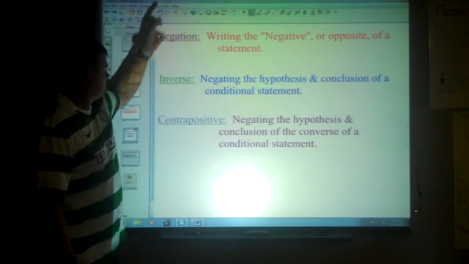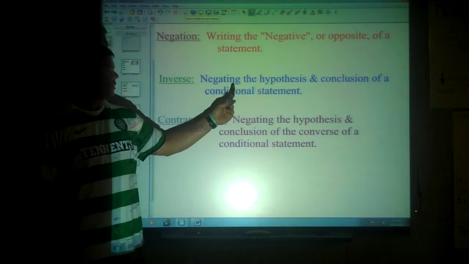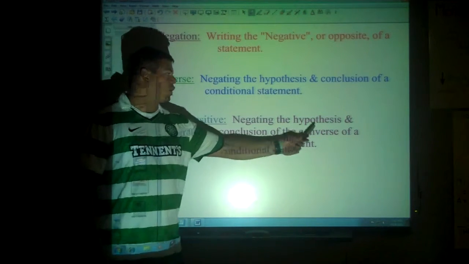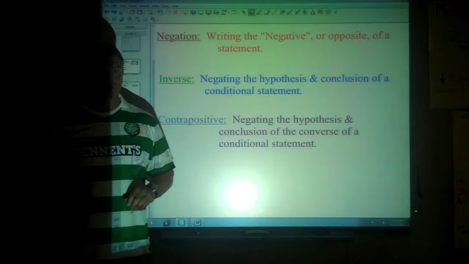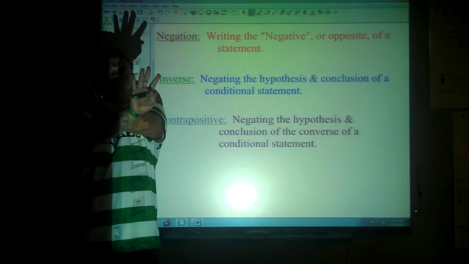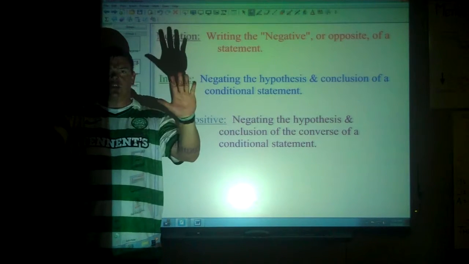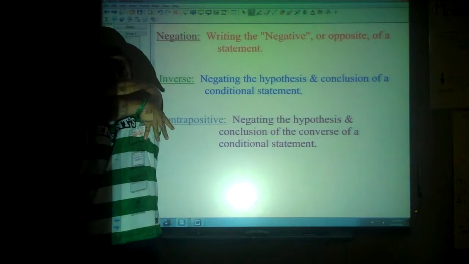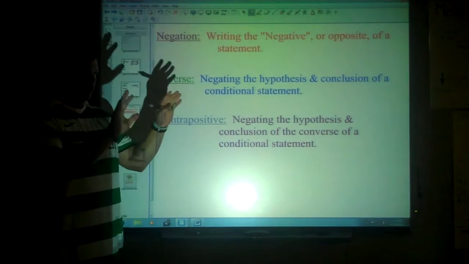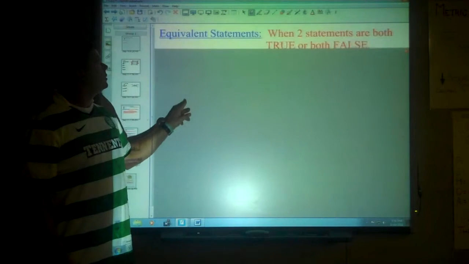And lastly, we have what we call the contrapositive. The contrapositive is the negation as well as the converse. So it's negating the hypothesis and the conclusion of the converse of a conditional statement. So here is the conditional statement like this. This is the converse. This is the conditional statement. This is the inverse. This is the conditional statement, the converse, and that's the contrapositive. So I know that's a little bit crazy with the hand signals, but sometimes it helps to visualize where things are moving to. All right?